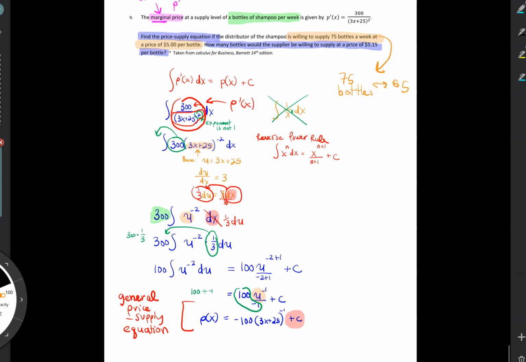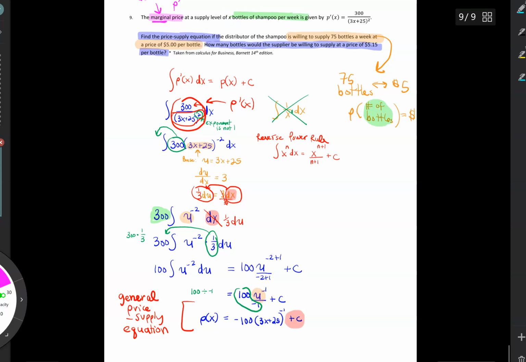If it's 75 bottles supplied, it's $5 per bottle. If it's $5 per bottle, 75 will be supplied. So we're going to use that information. We just have to figure out what our input and output is. So remember, we're inputting an X. X was the number of shampoo bottles per week, right? So we're going to input the number of bottles, and we're going to output money.